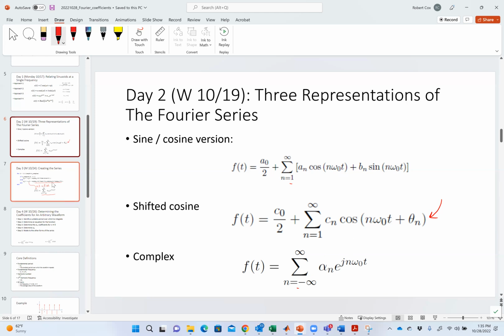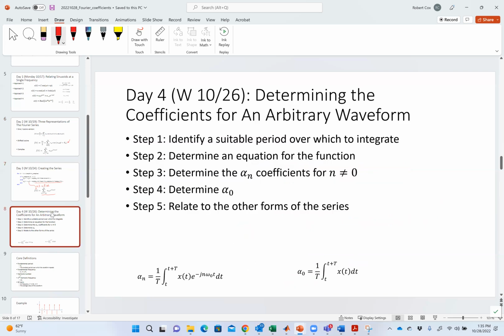All right, so we talked about how to go through all that stuff. Now, where we ended up the other day was here: determine the coefficients for an arbitrary wave. I defined a 5-step process where we have to figure out a suitable period over which to integrate, figure out an equation for the function, determine the alpha n values for the coefficients for n not equal to 0, treat the n equal to 0 case special, and then relate to the other forms of the series.